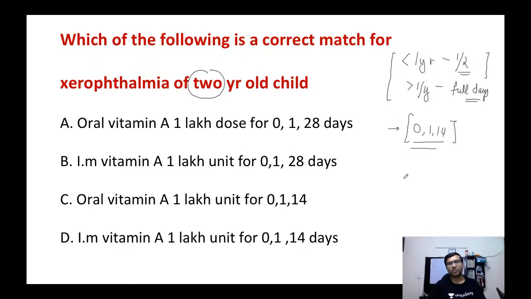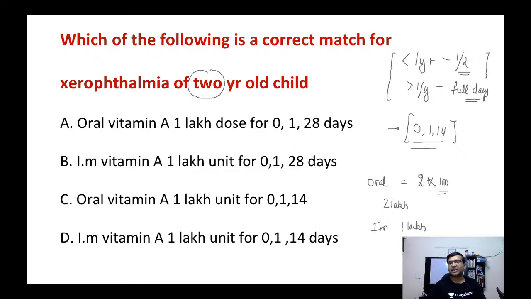You have to give it in 0, 1 and 14 days. We have confirmed it from Dr. Vivek Jain sir also. So remember, if there is an oral dose, the oral dose is basically 2 times the intramuscular dose. So if I have to give the oral dose in this patient, I would give 2 lakh units, and if I have to give the intramuscular, I have to give 1 lakh unit.